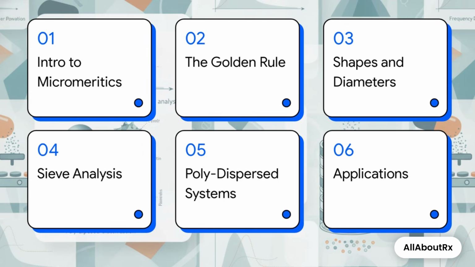We'll start with an introduction to micromeritics, cover the golden rule, look at particle shapes and diameters, and then sieve analysis classification. After that, we'll analyze polydispersed powder systems before finally wrapping up with pharmaceutical applications.